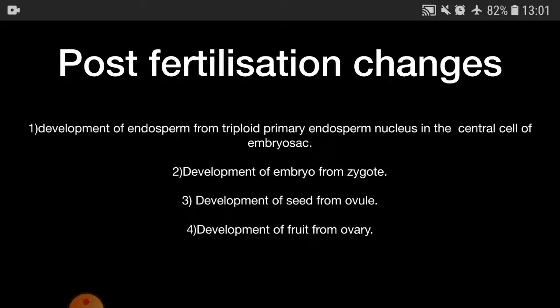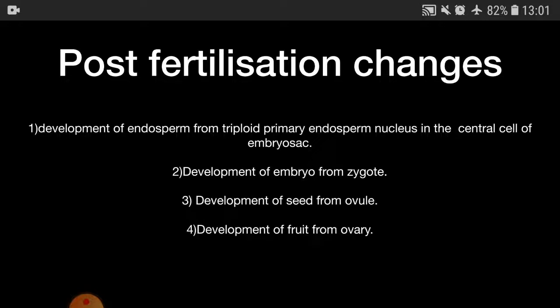The flower begins to lose its shine. The petals, stamens and style, they either fall off or they wither away. The calyx, however, may persist in some cases. For example, you see the top up in tomato, brinjal, that is the persistent calyx.